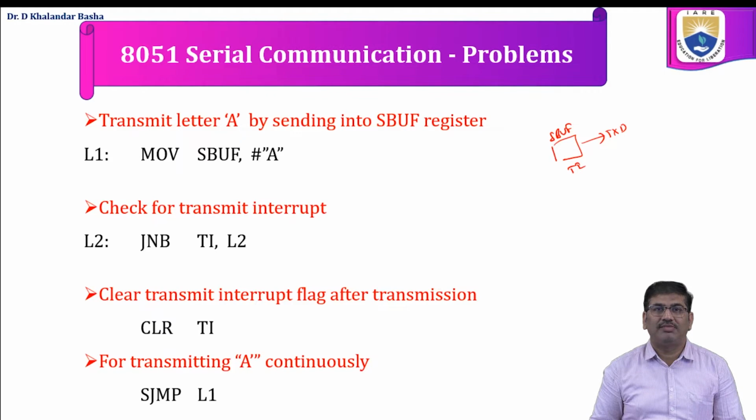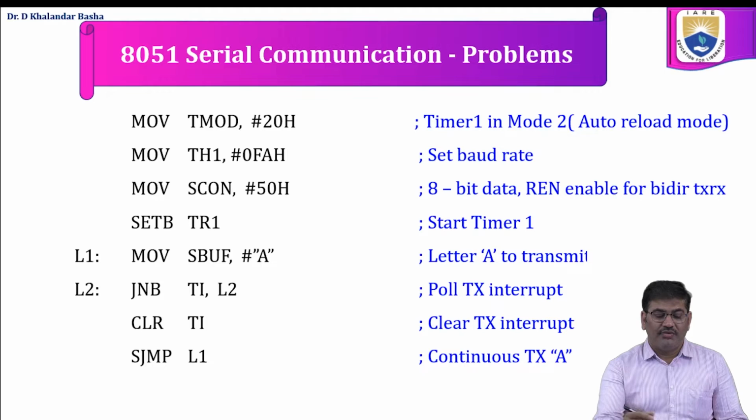Now we will see the program at a glance. The first instruction is MOV TMOD, #20H. This is for using timer 1 in auto reload mode. Then for providing the baud rate as per the problem statement, in this case 4800, we load FA into TH1. Then configure the serial port using the SCON register. We are going to load the SCON with 50H.